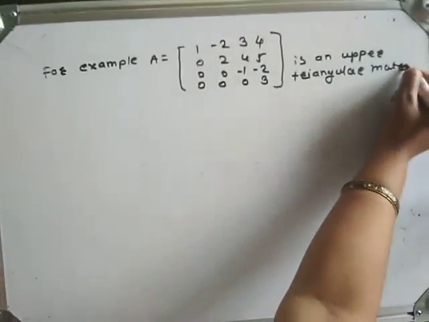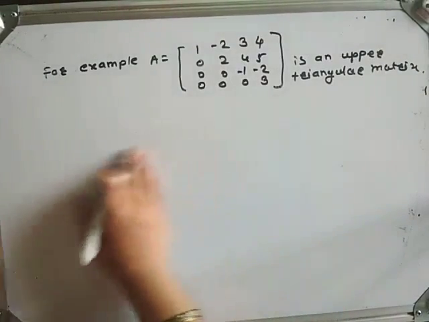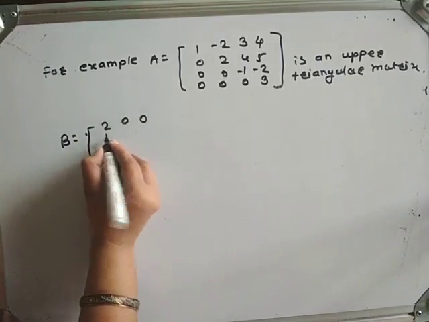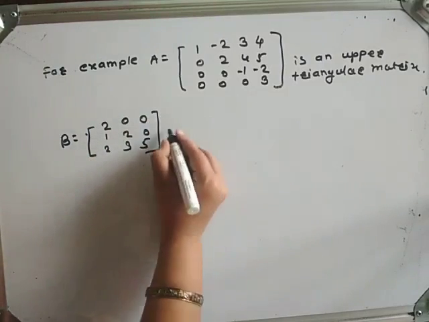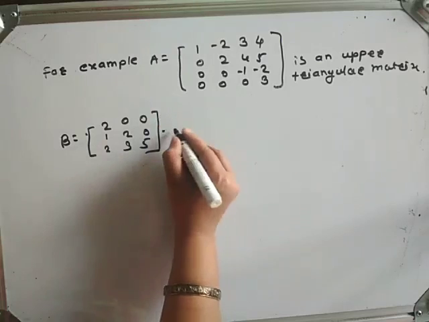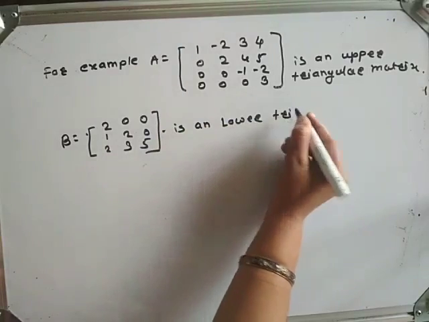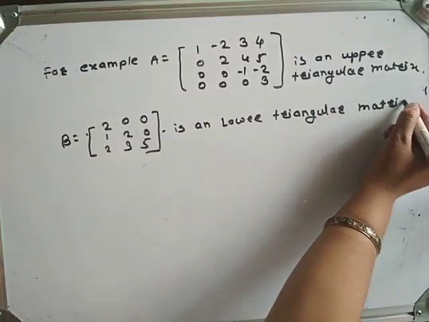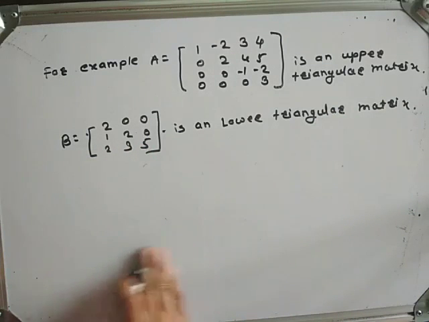Why is it an upper triangular matrix? Since the elements below the diagonal entries are all 0. And B is equal to 2 0 0, 1 2 0, 2 3 5. It is a lower triangular matrix. Why is it a lower triangular matrix? Because all the elements above the main diagonal are all 0. Thank you.